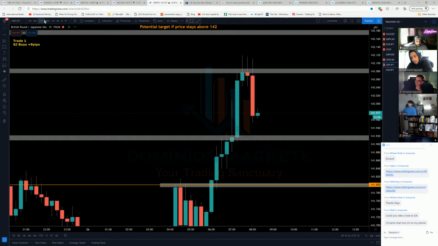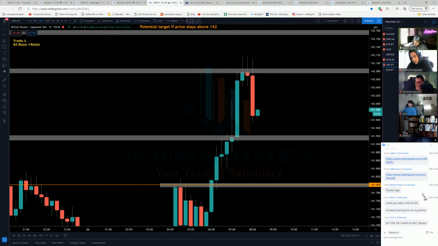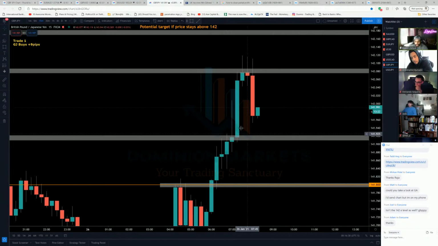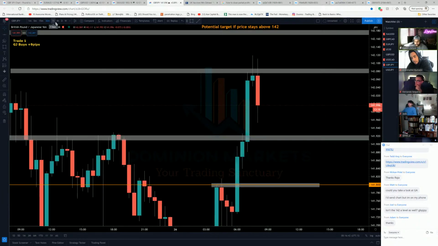This is the start of the new 15-minute candle on pound yen. See, if I was coming to the chart at this point, I wouldn't see any trade to take unless I wait for a 30-minute candle to close.